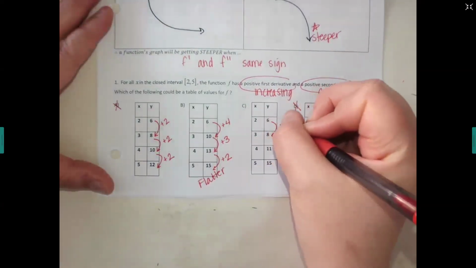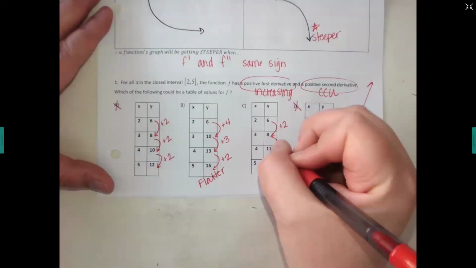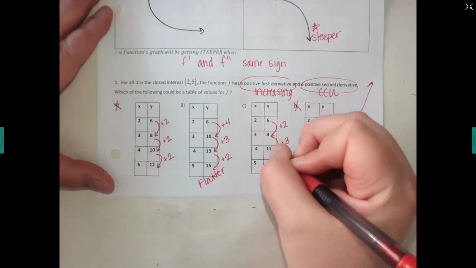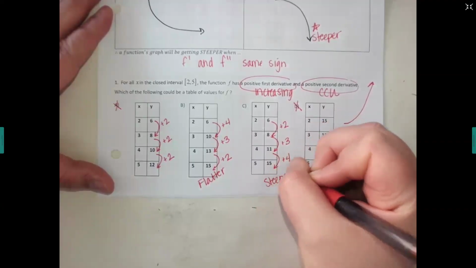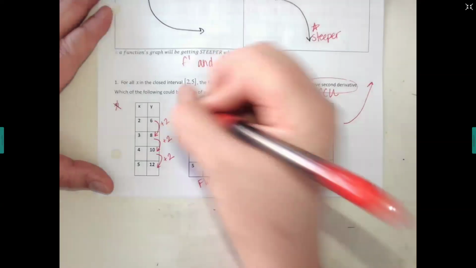6 to 8 is plus 2. My next jump is plus 3. My final jump is plus 4. This is a graph getting steeper, which means that C is my match.